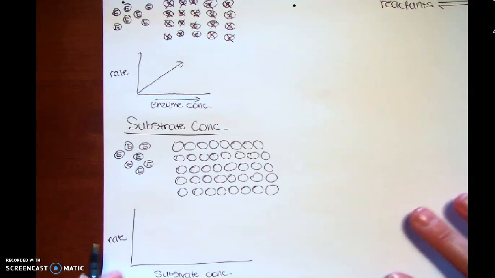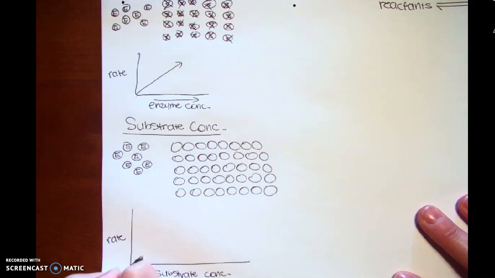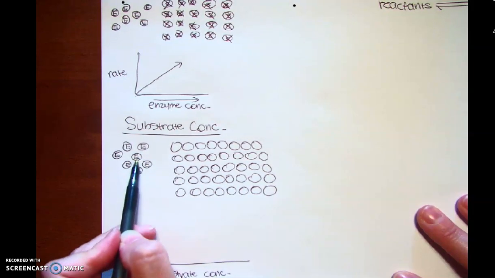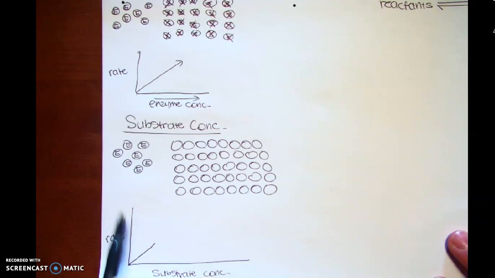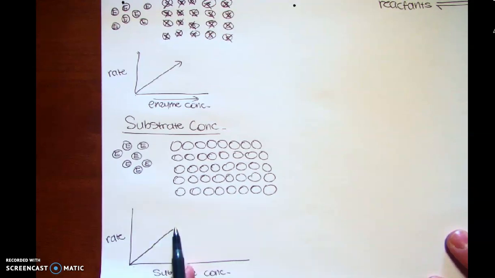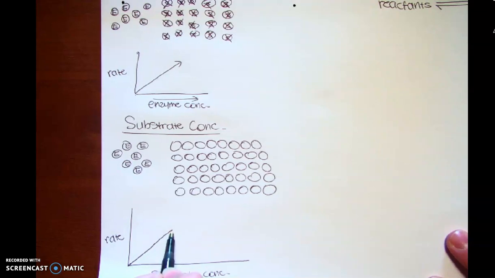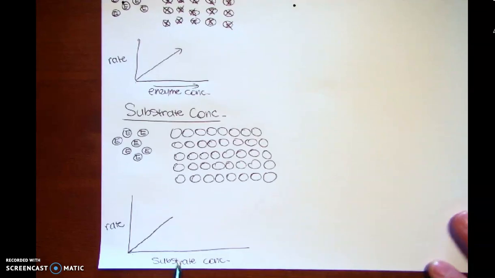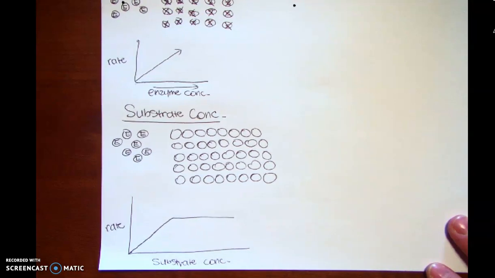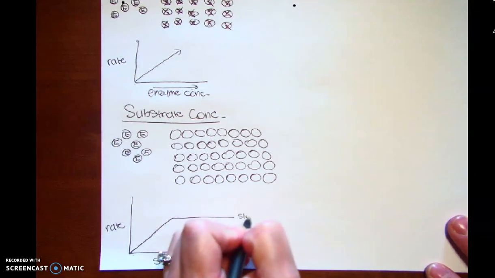What you're going to see as substrate concentration increases is the rate start to rise as enzyme number 1 starts to work, and enzyme number 2 starts to work, and enzyme number 3 starts to work. So what you're seeing with this rise is more enzymes coming to work. So this is like 1, 2, 3, 4, 5, 6, 7. But once all 7 are busy, they can't work any faster. It doesn't matter how much more substrate you add, they can't work any faster. So the rate levels off.